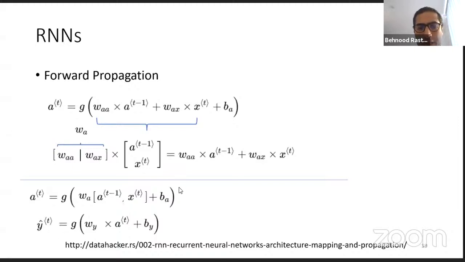There's a question: is bidirectional RNN considered as back propagation? No, this is not considered as back propagation. It's just a different concept.